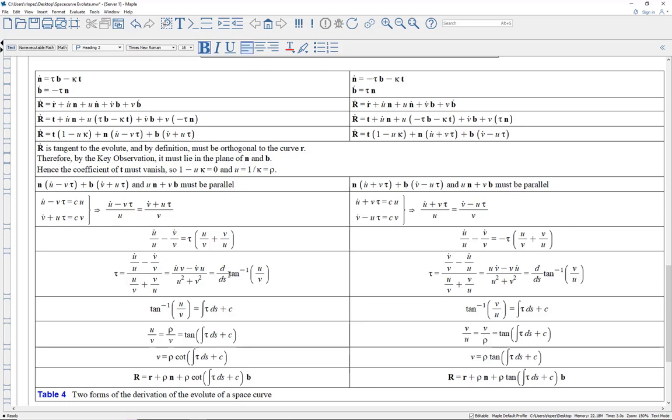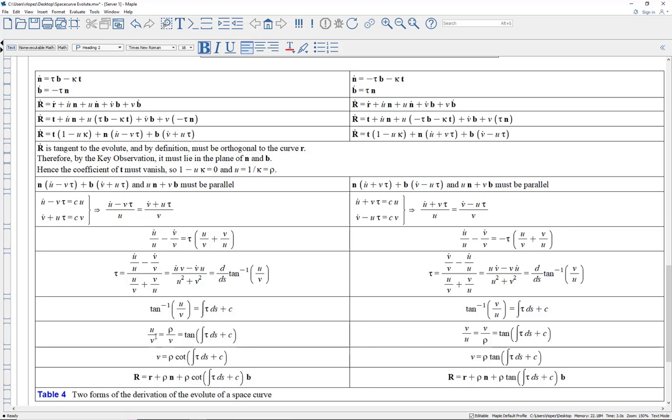So we're going to have to do an integral. We're going to have to integrate the torsion. So here is the integral of the torsion with respect to arc length. That gives you the arctangent of U over V is the integral of the torsion with respect to arc length and an arbitrary constant. This C is not this C. I just drew a C in there. On this side, you have the arctangent of V over U, integral of the torsion, and so forth.